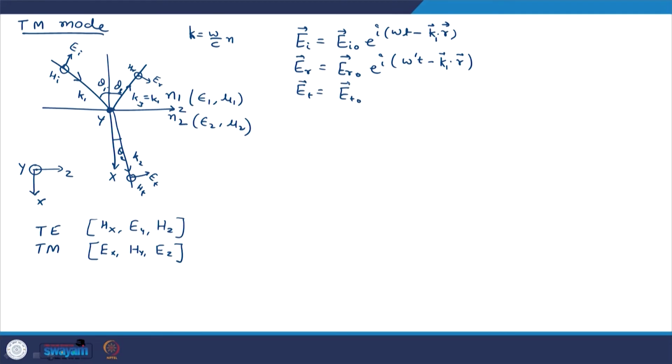And E t equals E t 0 e to the power i omega double prime t minus k 2 dot r. So, if a plane wave is incident at an interface of two media having refractive indices n 1 and n 2, you can have partial reflection and partial transmission through this interface, and the electric field components of reflected and transmitted light are given by these relations.